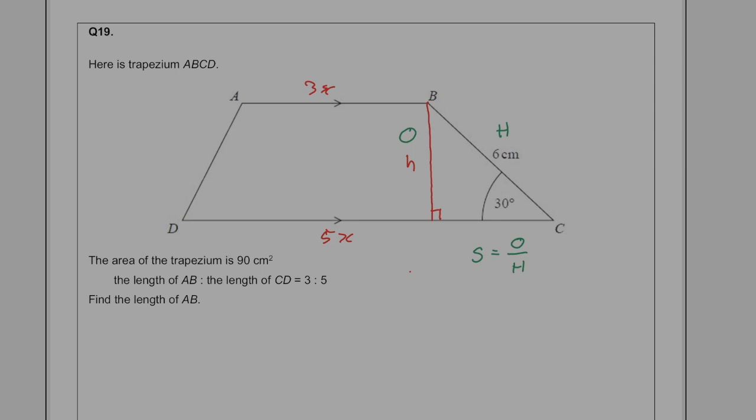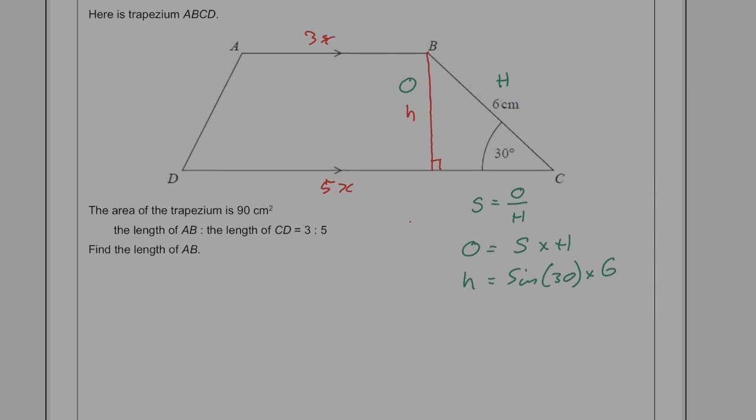In this case, I'm trying to work out O, so O is going to be equal to sine of the angle times H. So let's substitute in then. h is going to be equal to the sine of 30 times the hypotenuse, times 6. I know that sine of 30 is a half, so the height is going to be equal to a half of 6, which would be 3. So the height of the trapezium is 3.